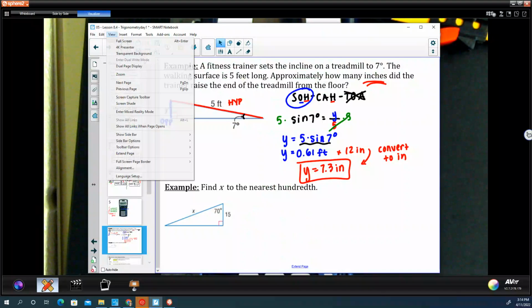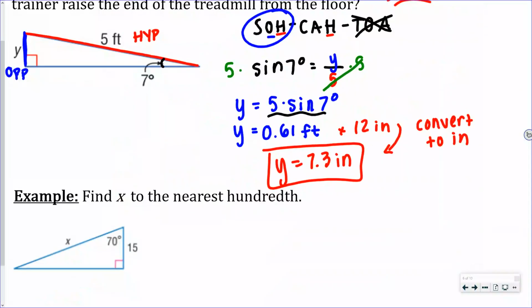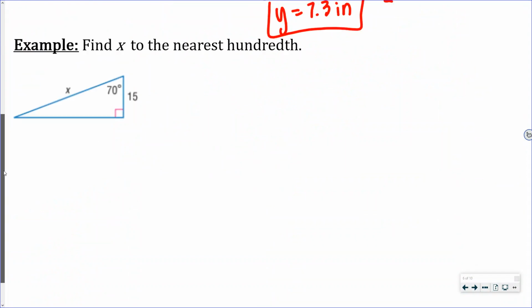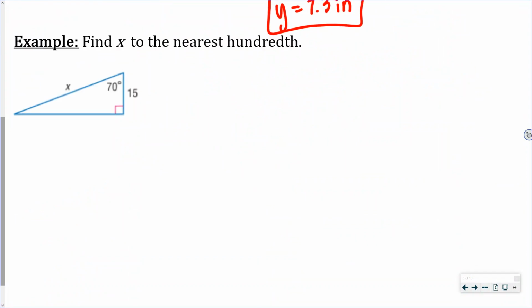Okay, let's try another one. All right, this time I want to find X, and they just said round to the nearest hundredth. And the angle given to me is 70 degrees. Now, I know you guys could all do 180 minus 90 minus 70 to find the other one, but use the information given to you. It makes it a lot easier.